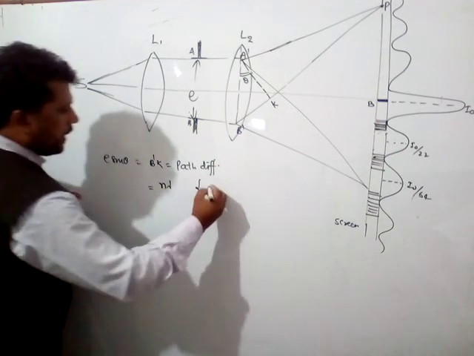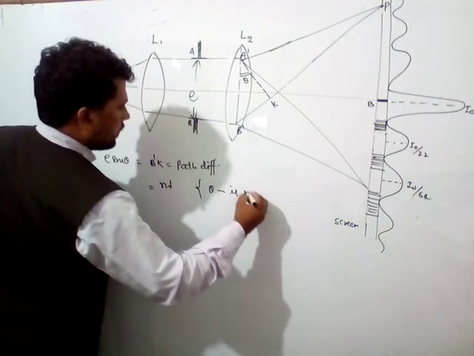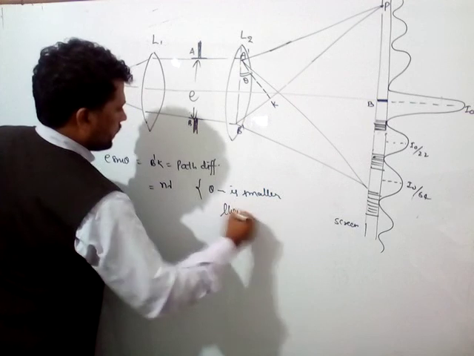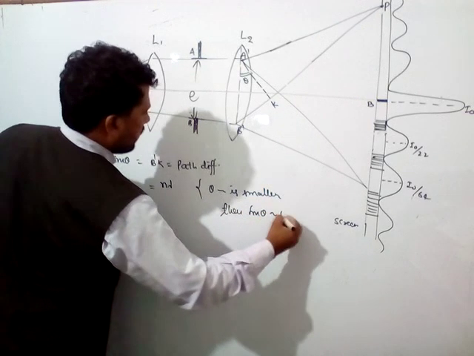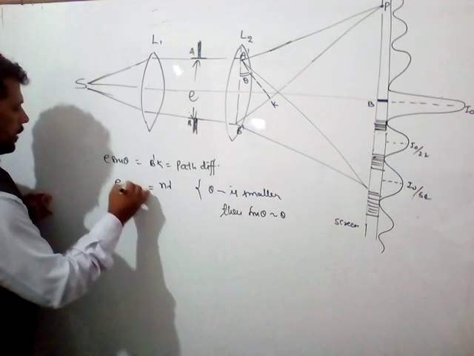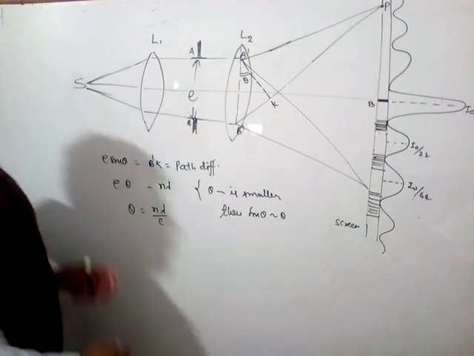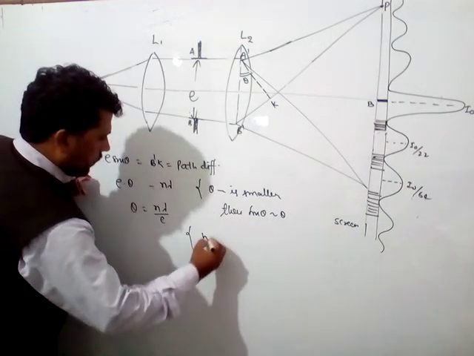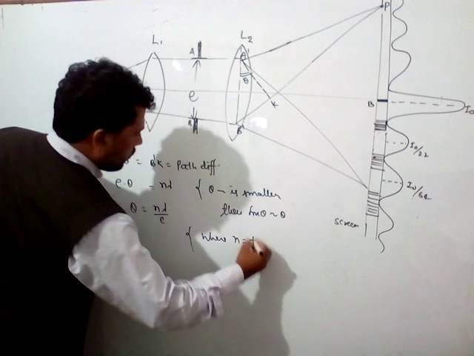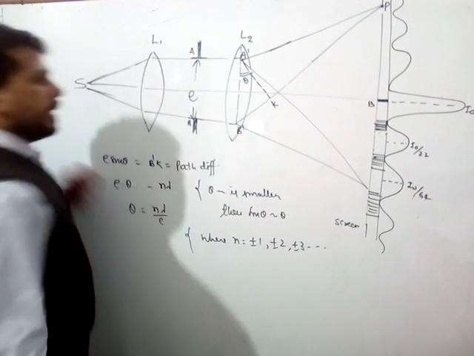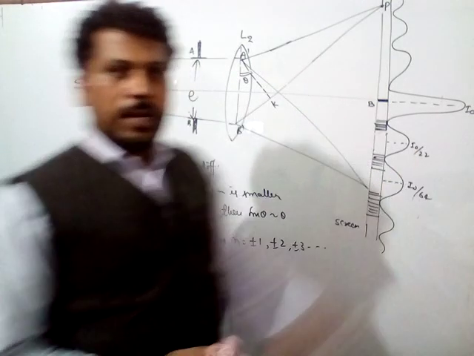So if theta is small, then sine of theta is approximately equal to theta. So e into theta equals n lambda, so theta equals n lambda upon e, where n equals plus minus 1, plus minus 2, plus minus 3, because here the intensity is in both directions, positive and negative.